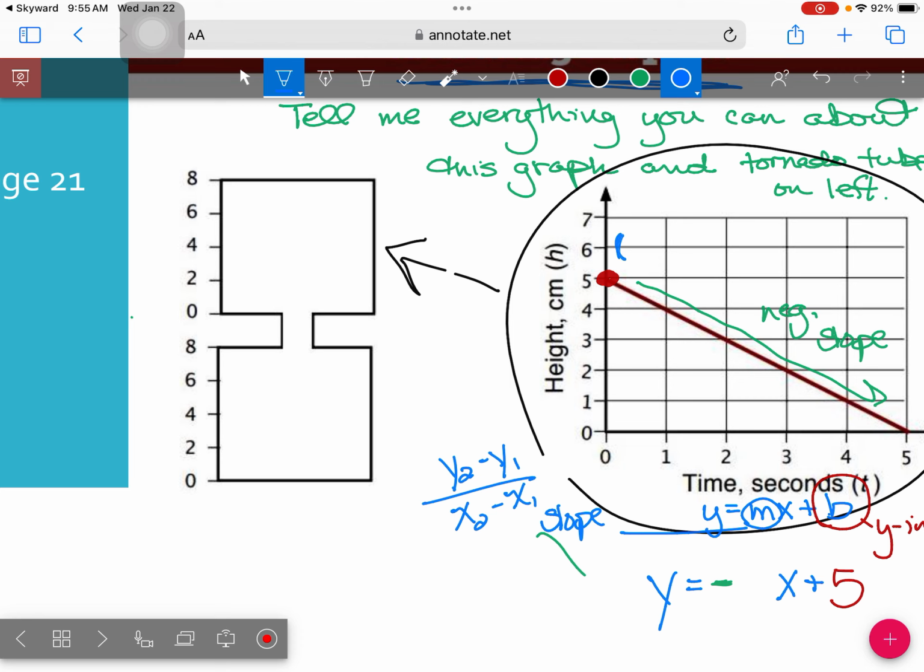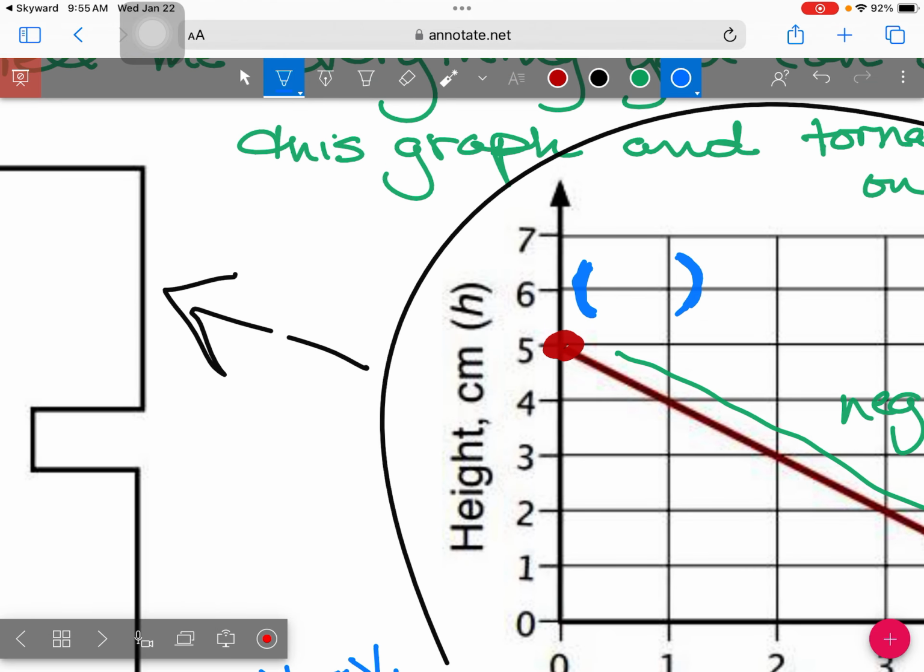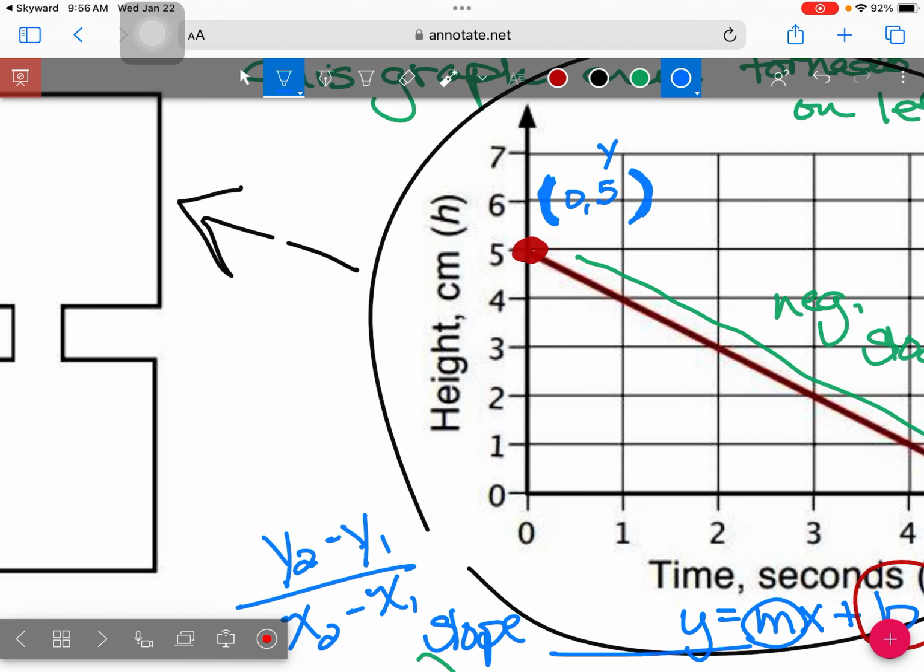y-intercept, what is this as an ordered pair? What is that as an ordered pair? This 5. 0, 5. Yes, because it's the y coordinate, okay? Let's just say I go to this point right here, which happens to be at the intersection of these grid lines. What are the coordinates of that point?